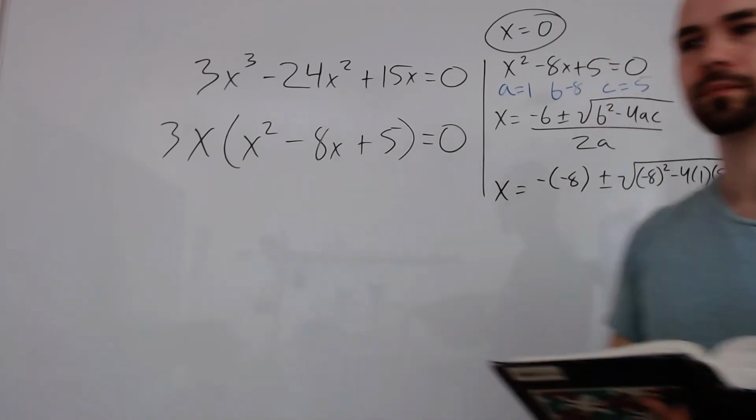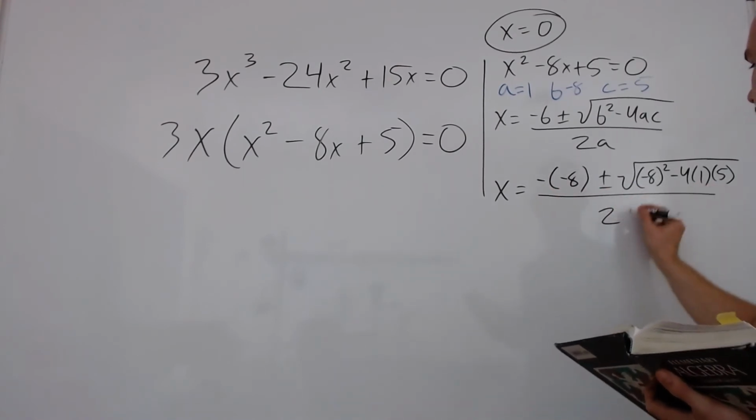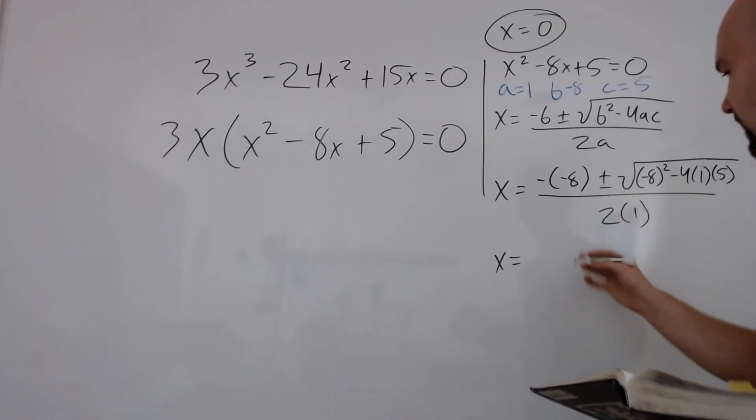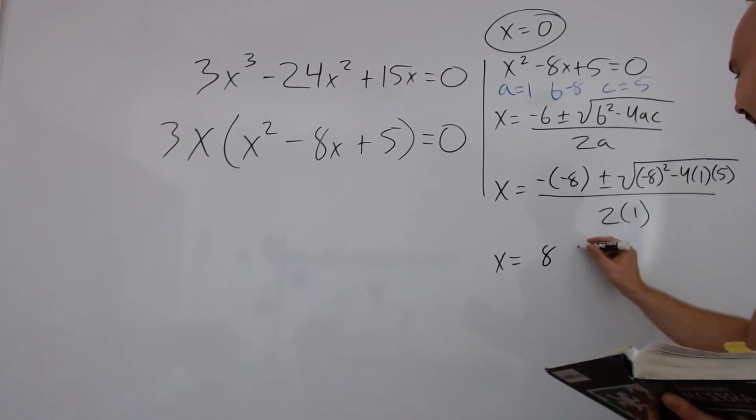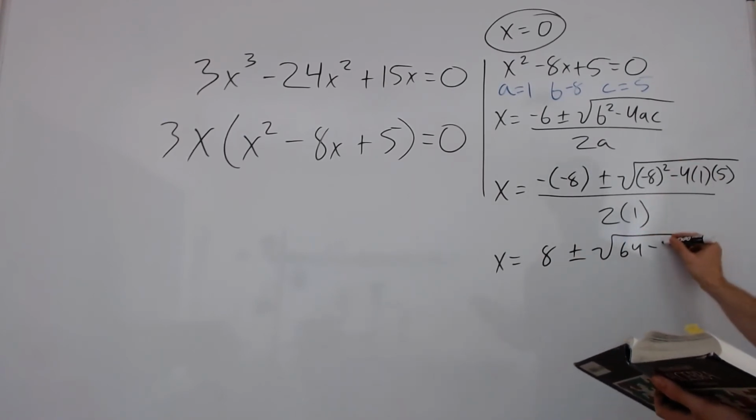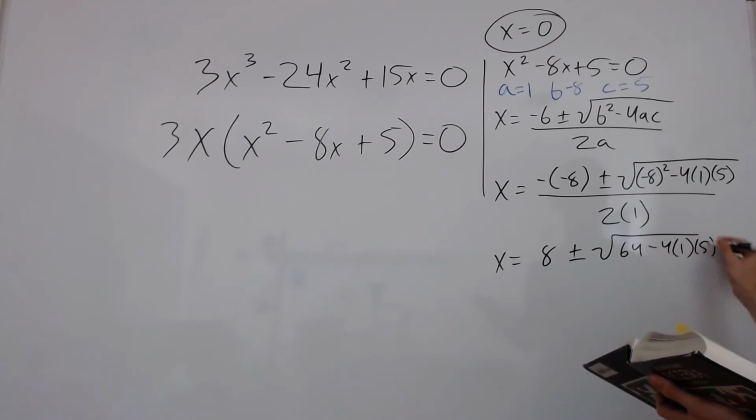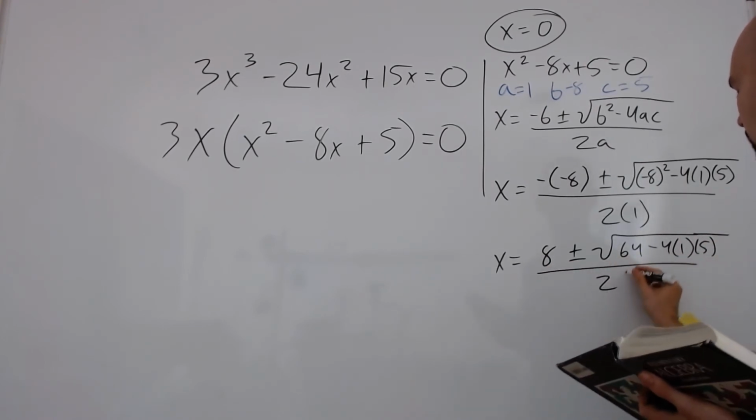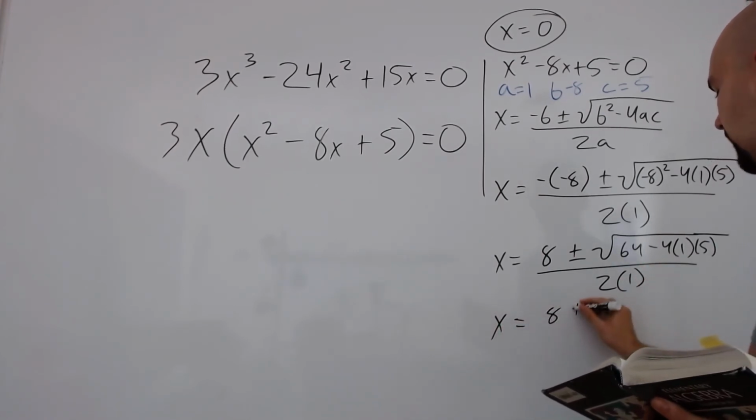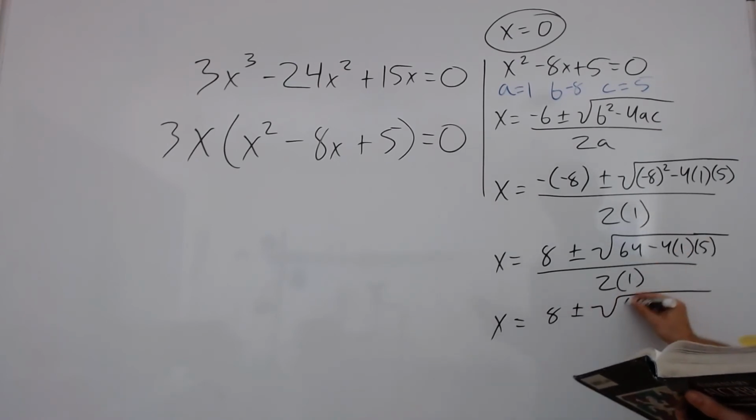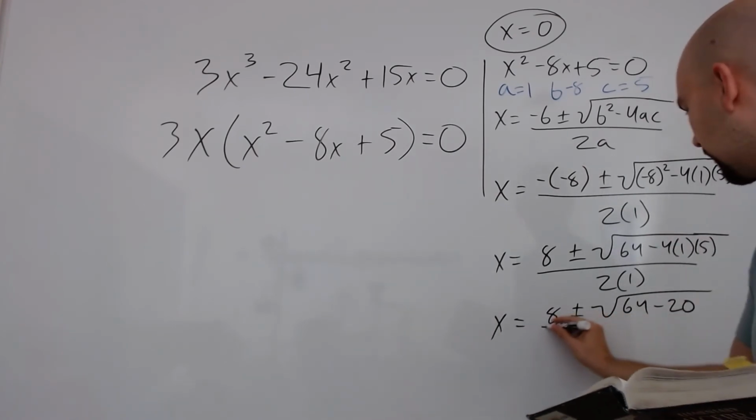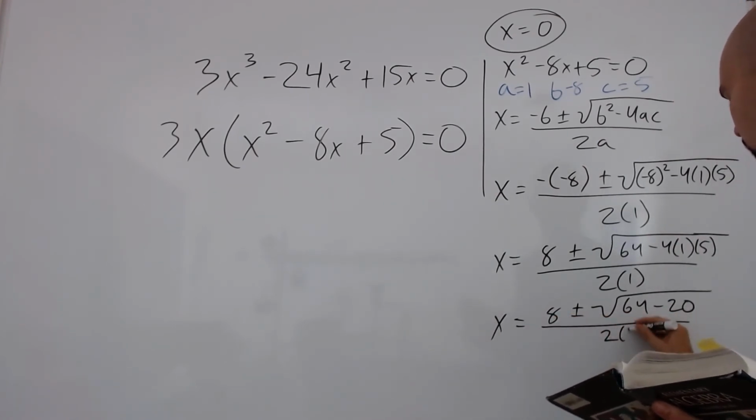All right, all of this over 2a. Carry all this down, and we're going to simplify that because there's no need to have such a crazy looking x equals 8 plus or minus the square root of negative 8 squared, which is 64, minus 4 times 1 times 5, over 2 times 1. Carry this down: x equals 8 plus or minus the square root of 64 minus 4 times 5, which is minus 20, over 2 times 1.